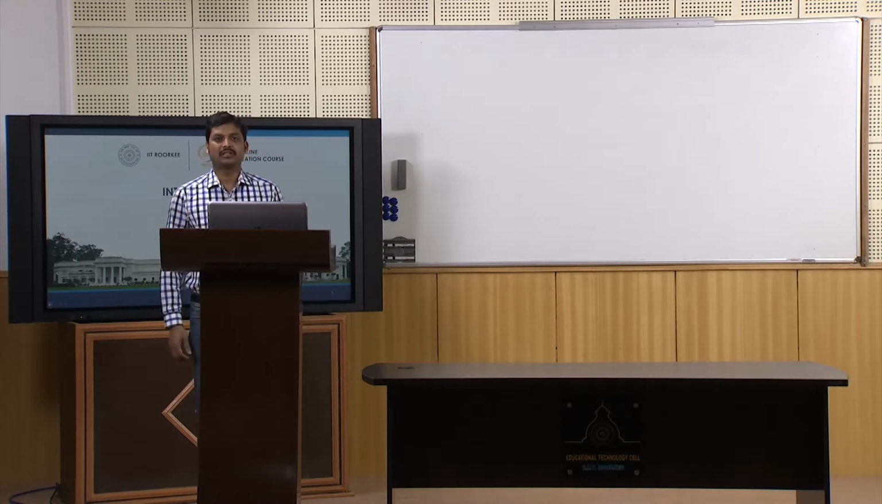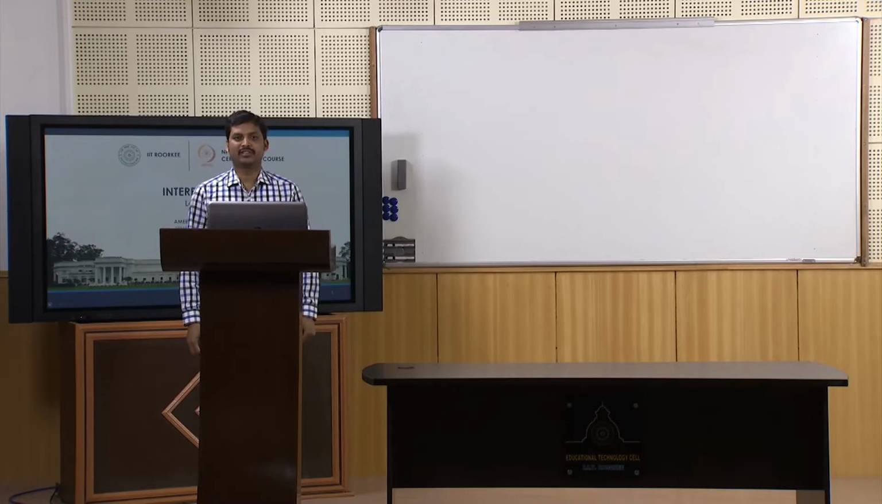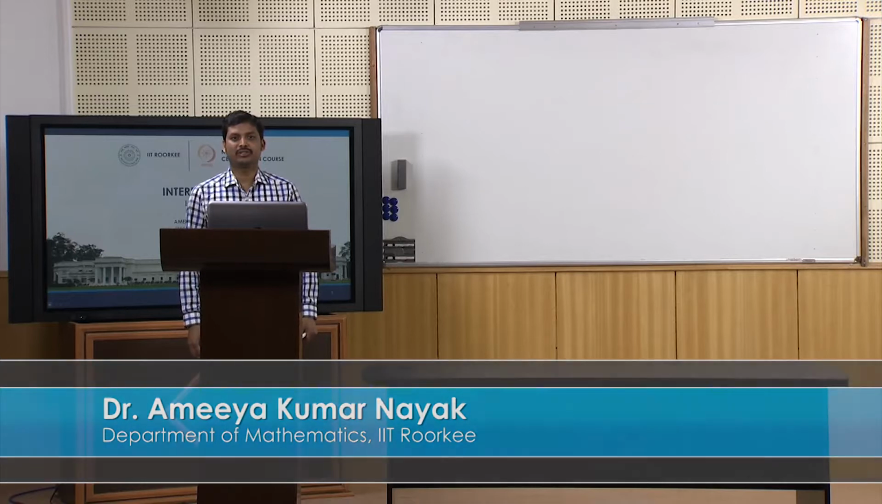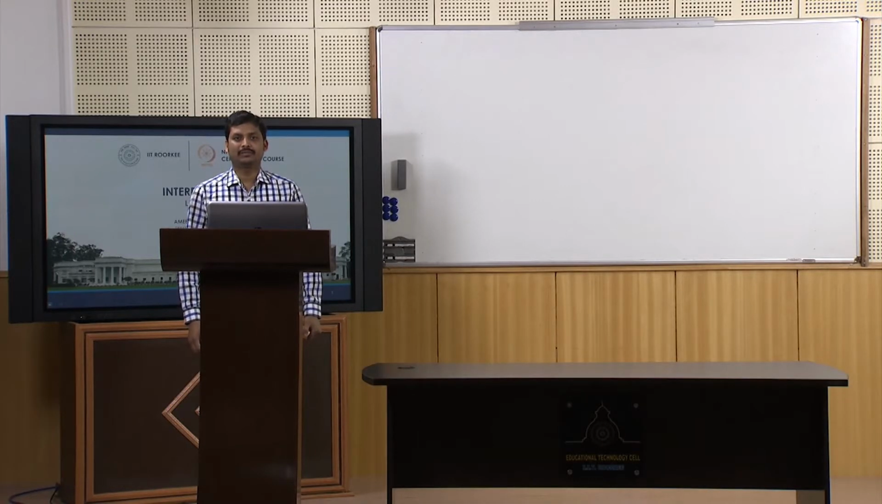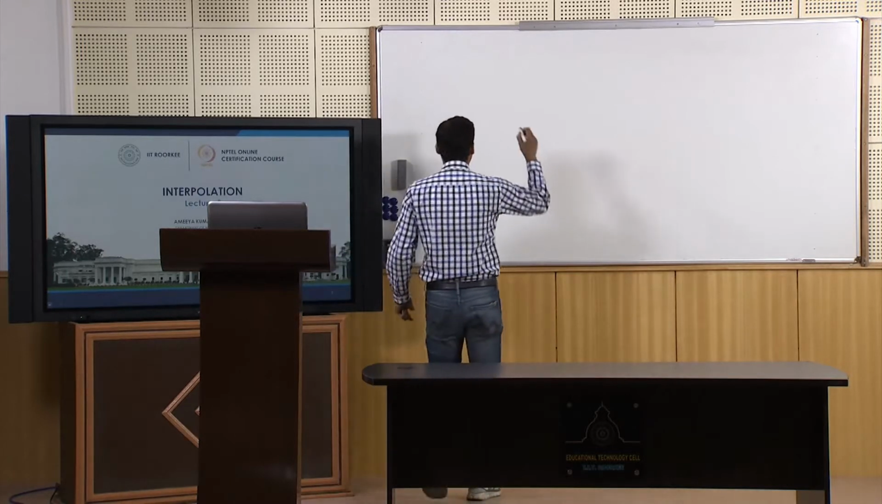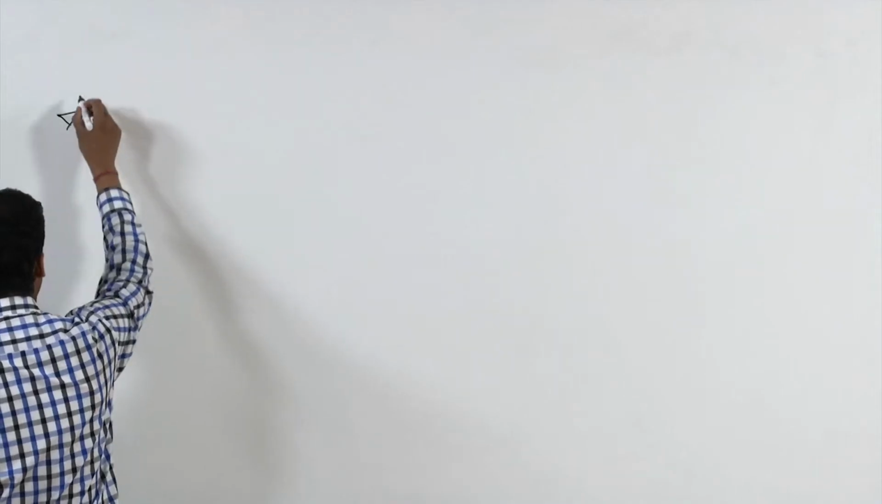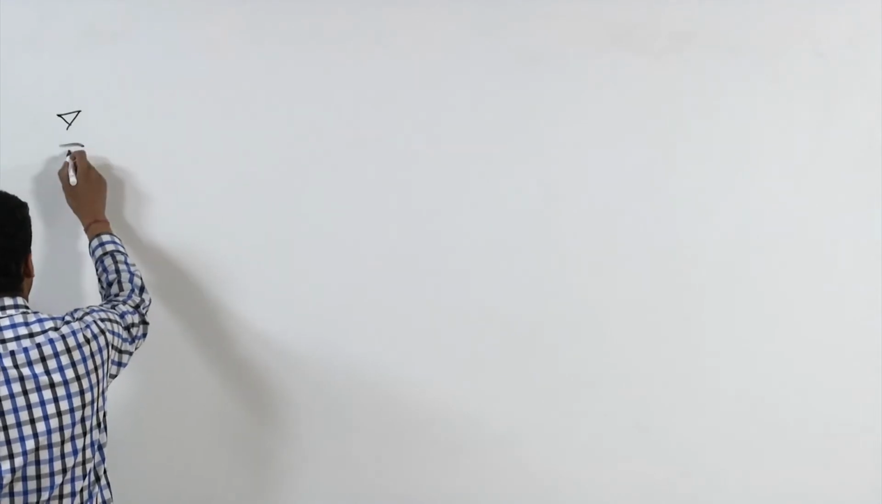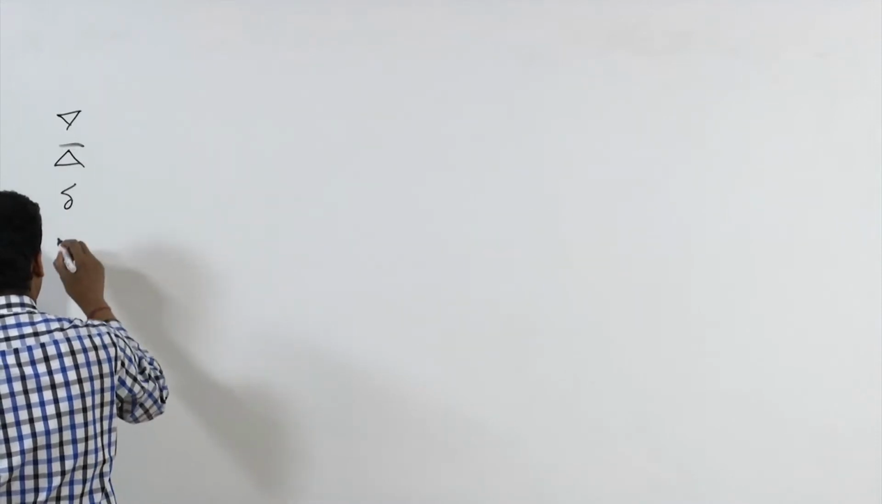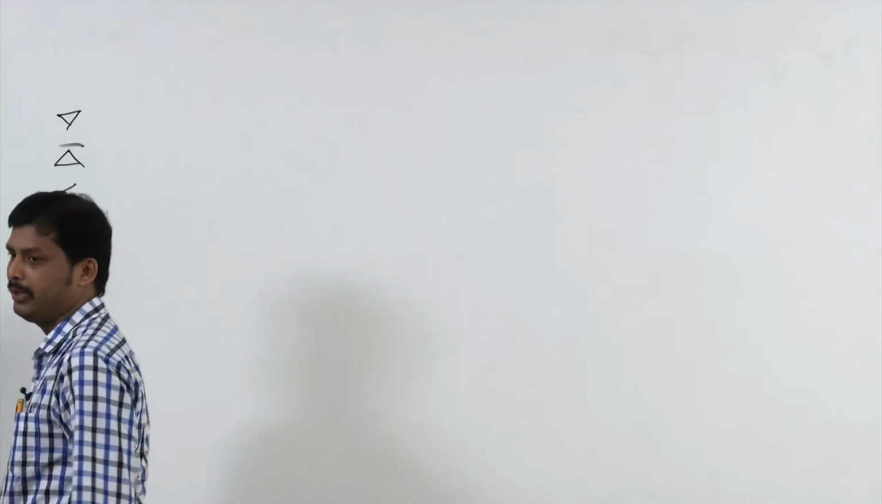Last class we discussed interpolation and finite difference operators. In the finite difference operators, first we started with Newton's forward difference operator, the delta operator, the Nabla operator, then the central difference operator and the average operator. So the finite difference operators we have discussed include Nabla, delta, and the central difference operator delta, and the average operator mu.